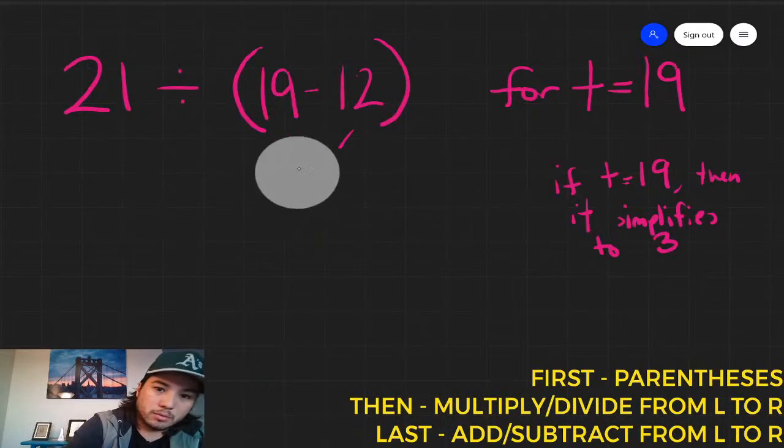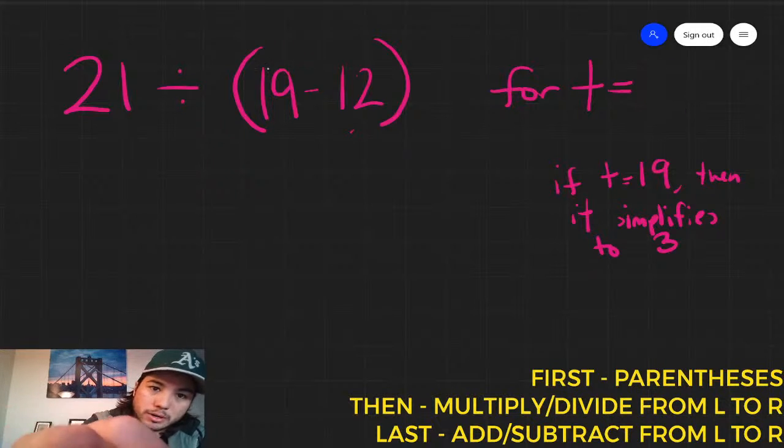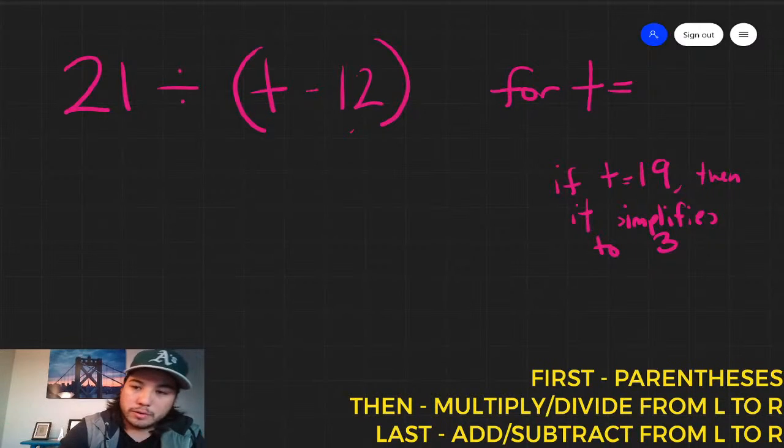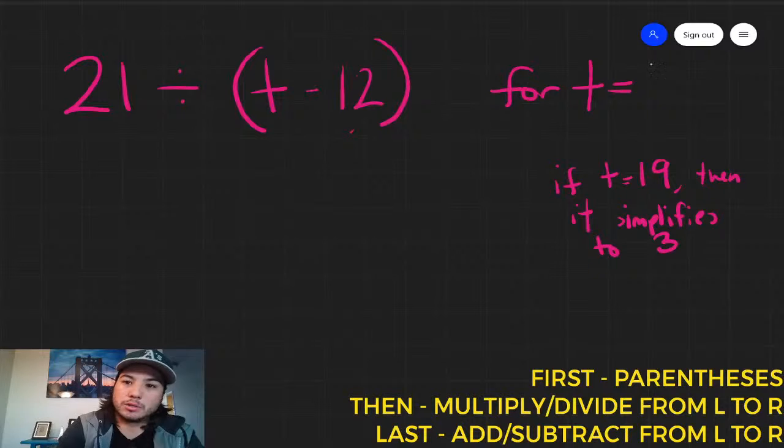For instance, what if we did something like, let's reset our equation here, back to 21 divided by t minus 12. What if we change it to t equals 15?